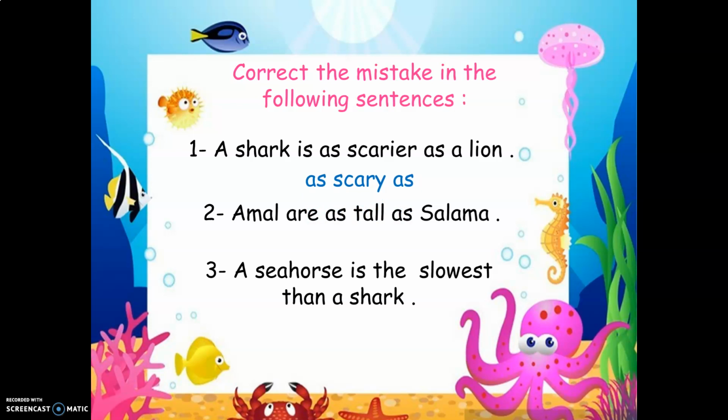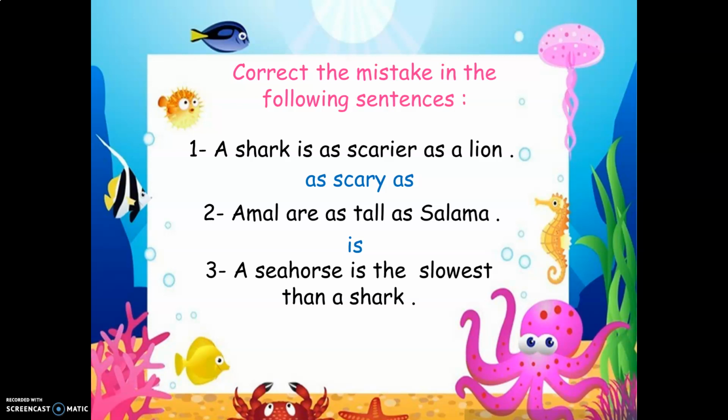2, Amal are as tall as Selma. Of course, this is wrong. Amal is as tall as Selma. Amal is singular, so I should use is instead of using are.